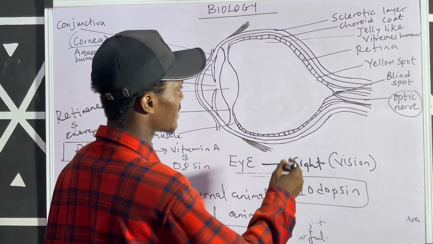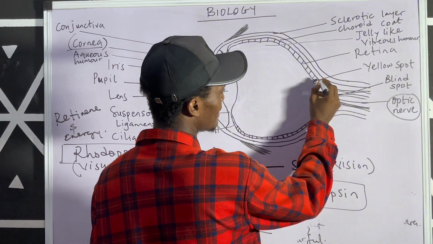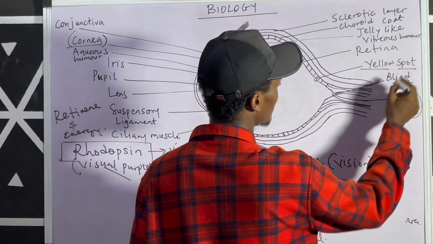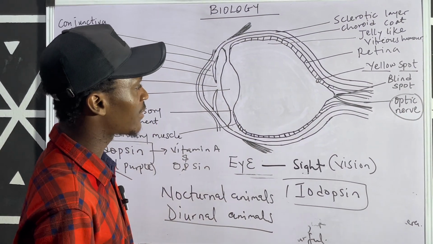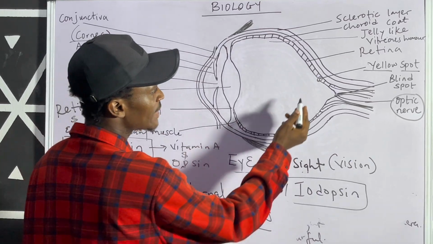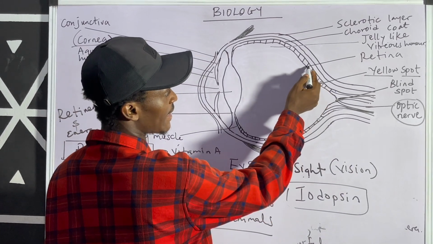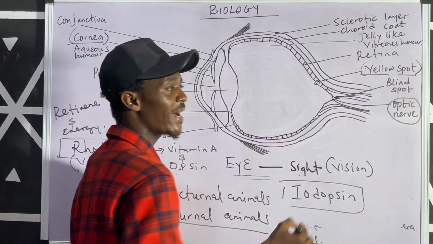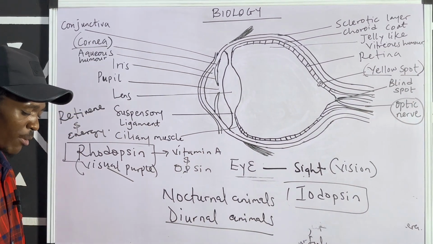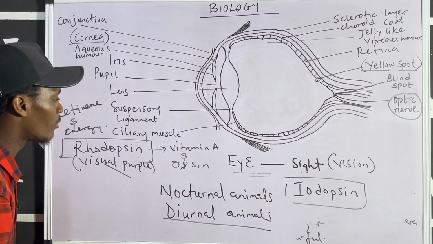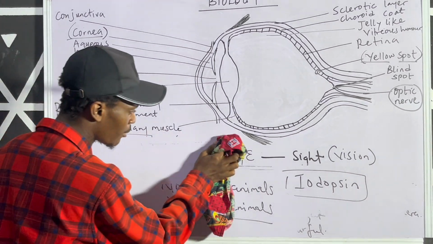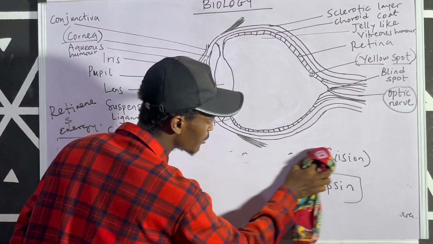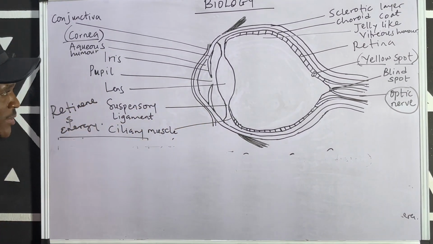Then look at this part. There's a part here that is labeled yellow spot. That part, if you observe closely, you get to know that it is found in the retina. You see it now? So it means that the yellow spot is a part of the retina. But there is something that you need to take note of about the yellow spot.